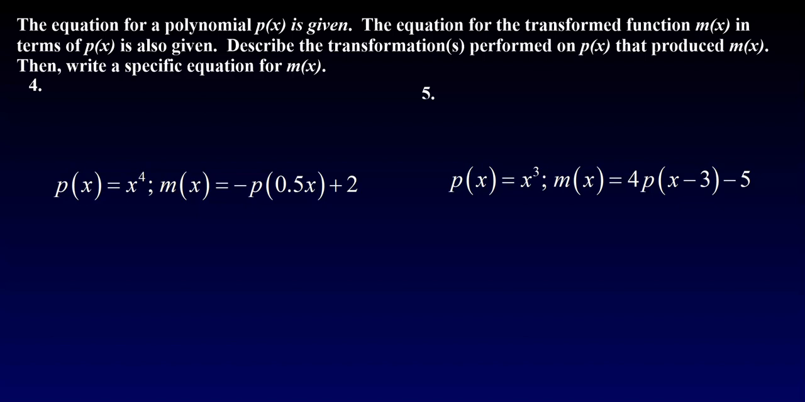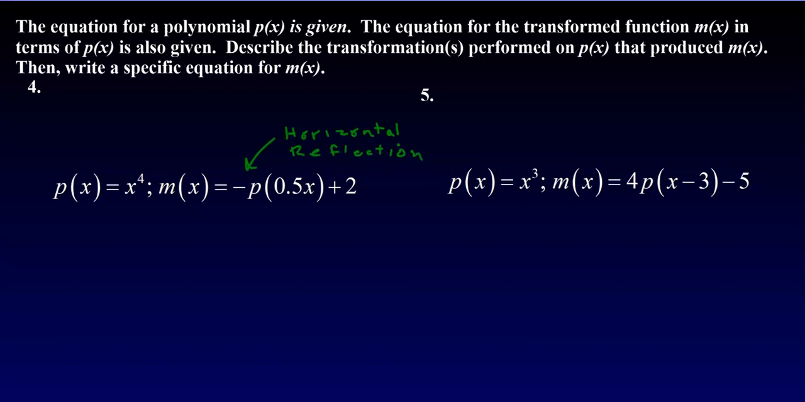this piggybacks off of what we did with quadratic functions. So the negative here means that we have a horizontal reflection. Okay, the plus 2 here at the end is a vertical translation.